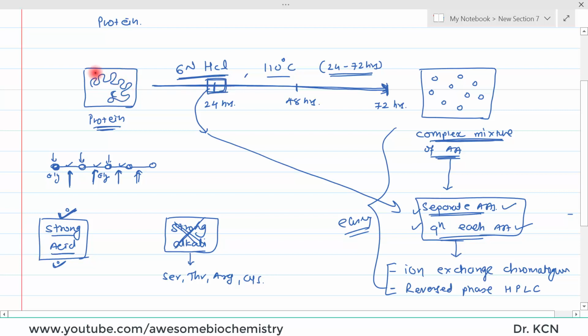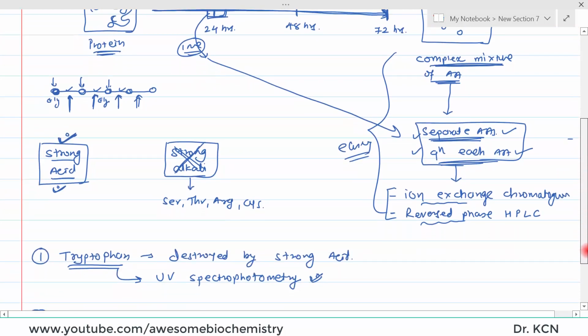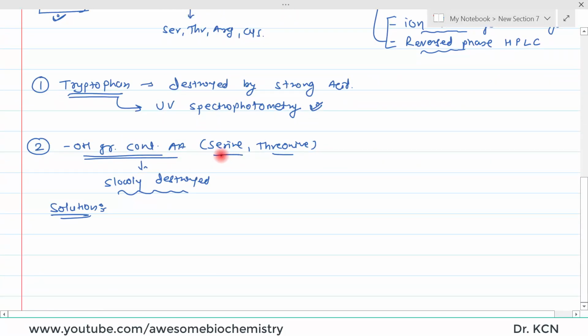We are just taking a small sample. Suppose this is 10 ml. At this point I will take out 1 ml of solution, and the rest of the 9 ml will be under continuous heating. From this 1 ml solution I will separate the amino acids and quantify each amino acid, of course using the same methods, ion exchange chromatography and reverse phase HPLC, whatever suits me. So I have the readings for serine and threonine, and suppose I take just one example of serine. Suppose at 24 hours I got serine as 4 moles, right?